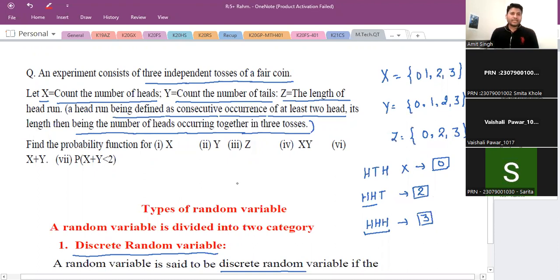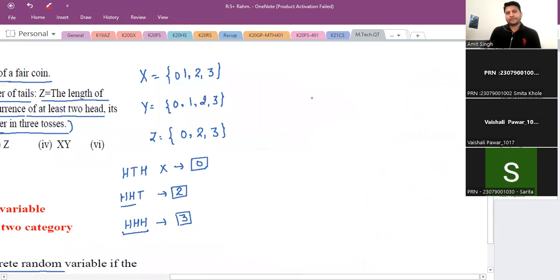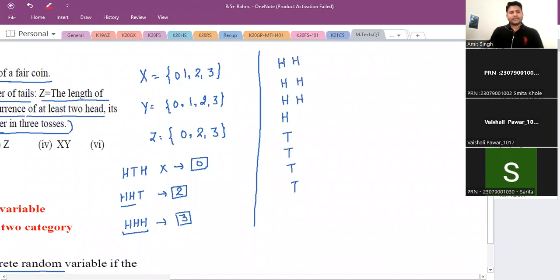Now the question is not only asking for the possible values of the random variables, but also for the probability function. For the probability function, I need to know the sample space. Since we are doing 3 tosses, the total will be 2 to the power 3, so there are 8 entries in the sample space. How to write it?